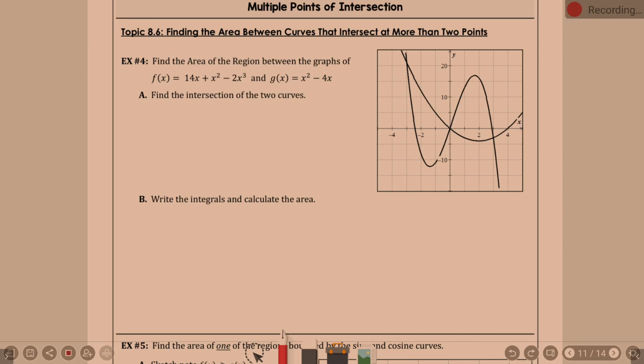What do we want to know? Okay, we're looking for where f and g cross. What's going to be true when they cross? They're the same. They are equal. So in order to find the intersection, we're going to set f of x equal to g of x and do some good old-fashioned algebra. 14x plus x squared minus 2x cubed equals x squared minus 4x.